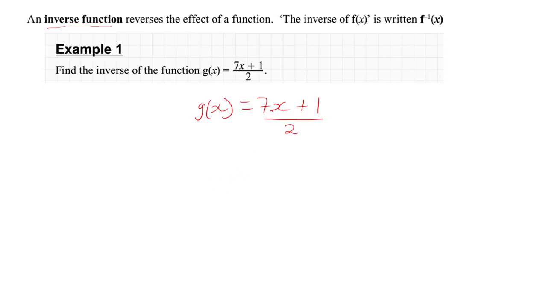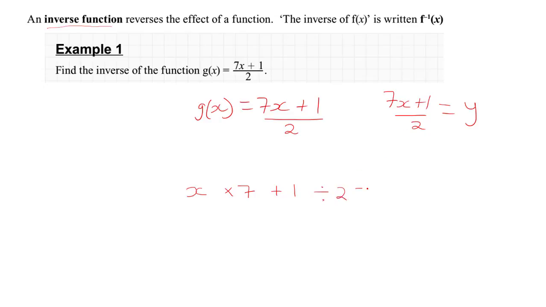I want you to think about it this way: you are doing 7 times x plus 1, divided by 2, and that is giving you what g of x is. Let's call g of x y. So if you think of a number and you call it x, then you times it by 7. Then you add 1 to it. Then you divide your answer by 2.